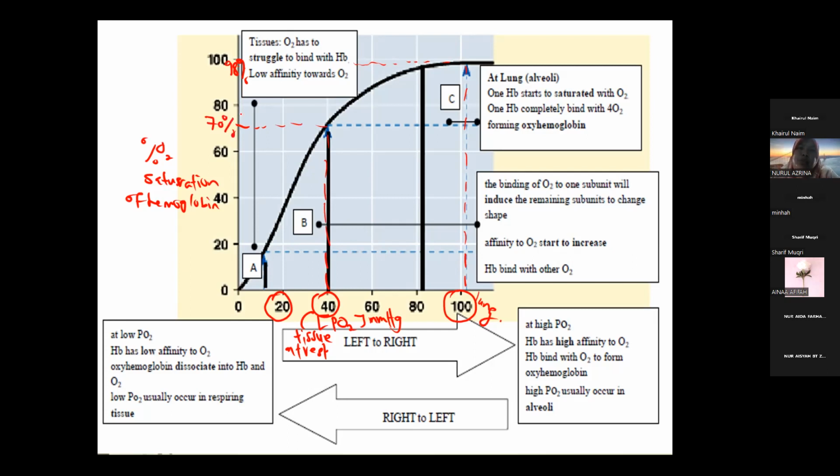Dalam 70% tepu sahaja. Alright, kenapa? Certain amount has been unloaded. Berapa banyak, madam? Berapa persen hemoglobin kita dah unload oksigen? Here, 98% minus 70%. Okay?